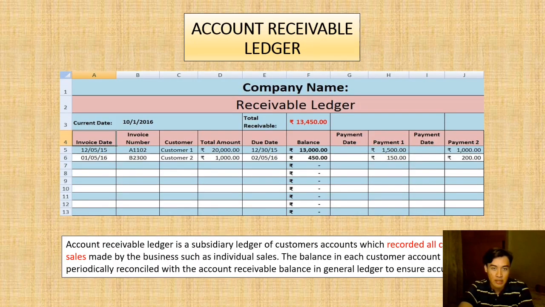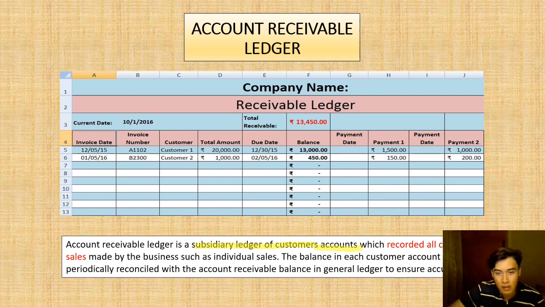Okay, we go for the next one. The next one is account receivable ledger. Okay, we can see here the company name, so we have to state our company name, the seller name, and then kita kena letak date. Okay, apa itu account receivable ledger? Account receivable ledger is a subsidiary ledger of customer account. So maknanya dia account kecil lah, senang. Dia account kecil daripada customer account. Gitu. Which recorded all credit sales. Semua yang record sini ni semua pasal yang credit sales punya. Made by the business as individual sales.